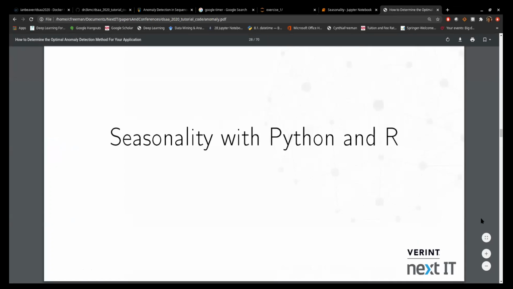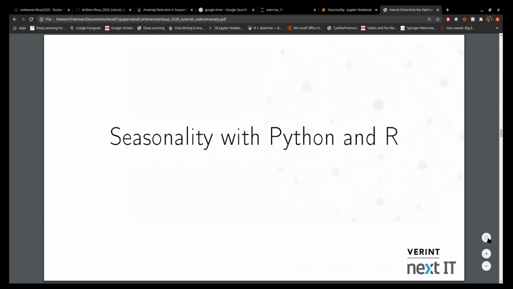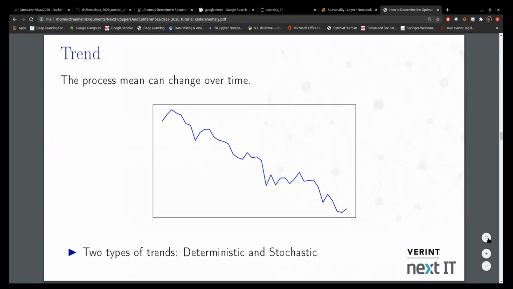Okay, so let's go back to some slides. Other behaviors for time series include trend, where the process mean can change gradually over time. Because the mean is not constant over time, this time series is not stationary. We can easily detect that trend exists in this picture, but other times it is not very obvious, just like seasonality. How we statistically determine if trend is present depends on the kind of trend we have.